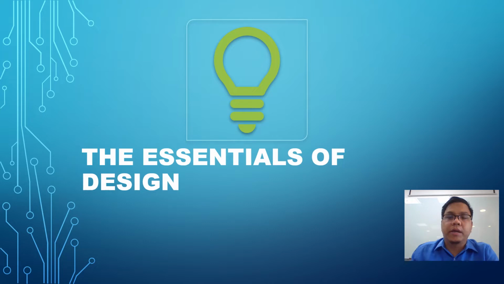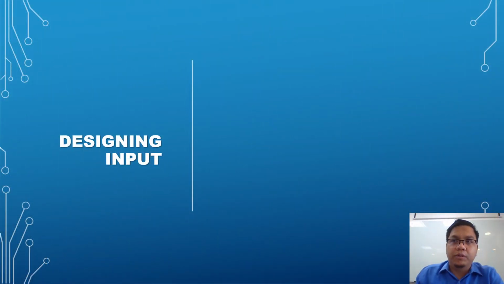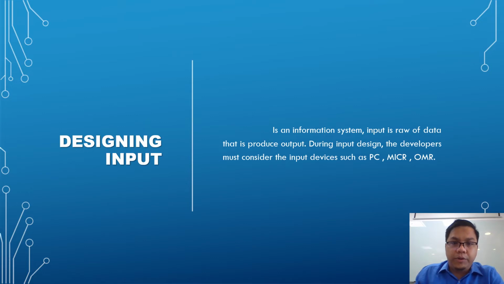Hi guys, our topic for today is the essentials of design: designing input, designing output, database, and user interface. So let's start with designing input. Designing input is part of an information system. Input is raw data that is processed to produce output.